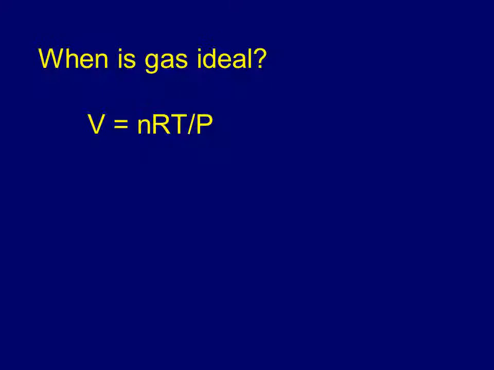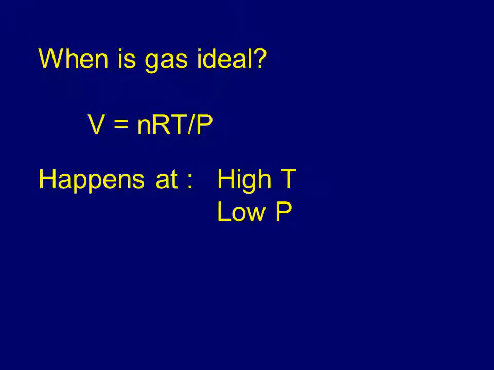Now, when is a gas practically ideal? So we pull up the ideal gas equation, V equals nRT divided by P. And from that we can conclude that ideal gases occur when you have a high temperature, because in the numerator you'll have temperature and that'll make your volume large, or a low pressure, because in the denominator you'll have pressure, and a low pressure will make your volume large. You have low intermolecular forces, low interaction amongst the particles, and you'll wind up with an ideal gas.